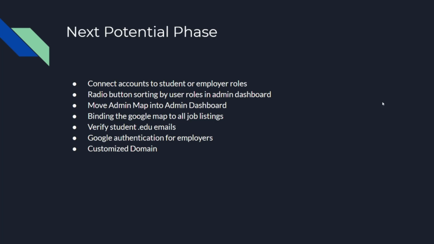So for the next potential phase of this application, there are a few things that we did not complete that we wanted to. The biggest one is connecting a registered account to a student or employee role. As you saw in the demonstration, we were able to register an account, but that account still had access to everything on our application, whether they were a student or an employer.